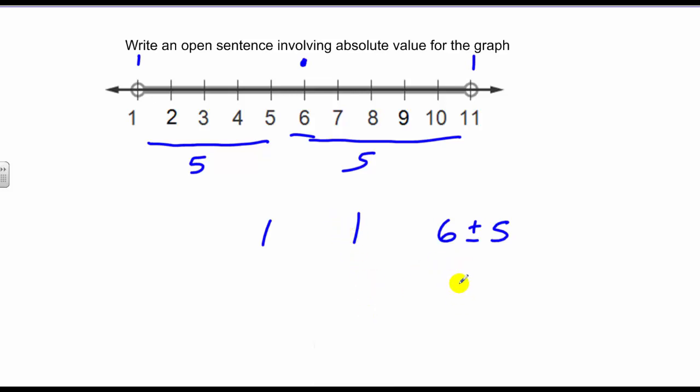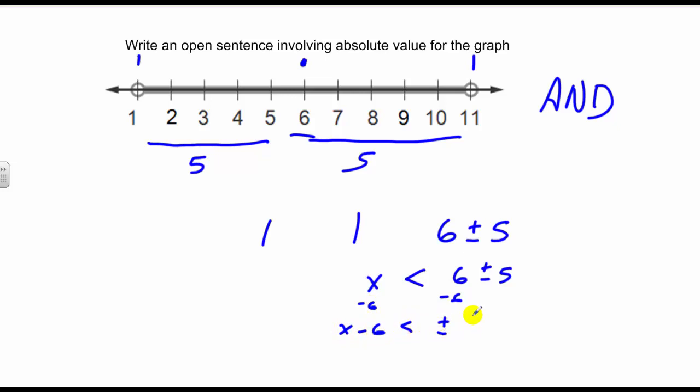All right. Now, let's start here. Say x, 6 plus or minus 5. But since, notice, this is shaded in between, that looks like an and type problem. So and corresponds to less than. So I'm going to throw that right in here. Now, if I bring the 6 over by subtracting, I get x minus 6 is less than plus or minus 5.